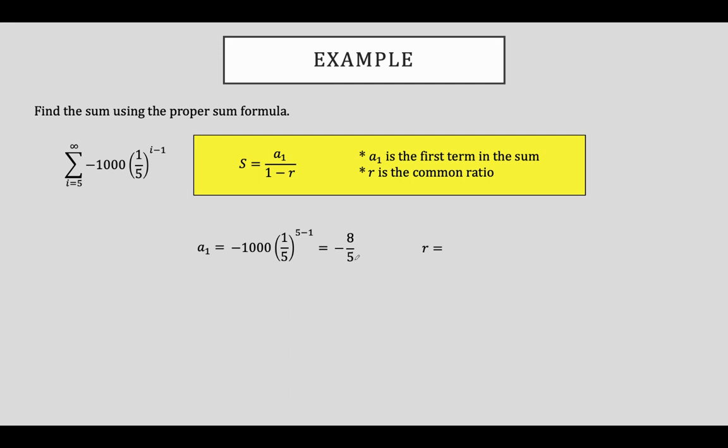R, our common ratio. The common ratio is always the value that is being raised to the exponent. In this case, r is equal to 1/5. And once we have those numbers, we can plug them into the formula. S is equal to negative 8/5 divided by 1 minus 1/5. Well, 1 minus 1/5, that's 5/5 minus 1/5, which gives me 4/5. Negative 8/5 divided by 4/5 is the same thing as multiplying by 5 over 4. Negative 2 is our solution.